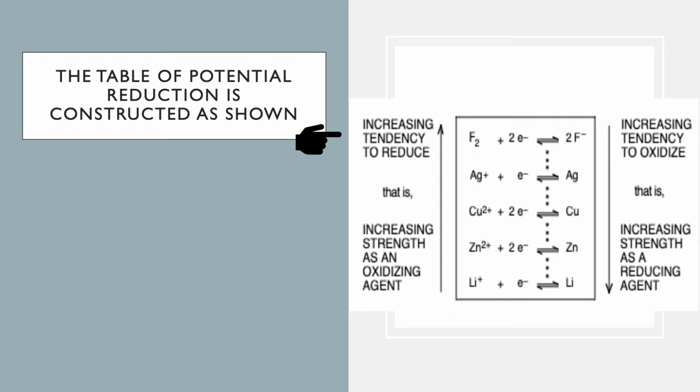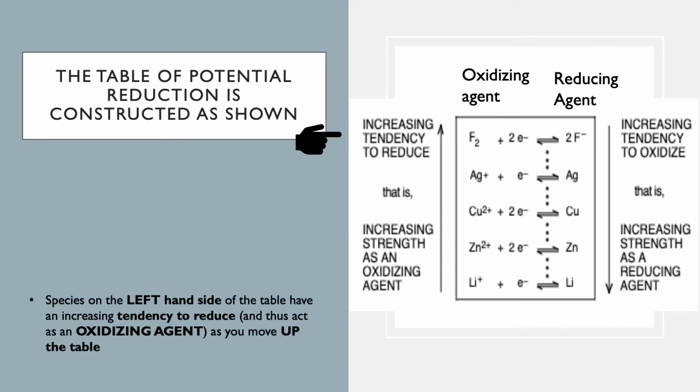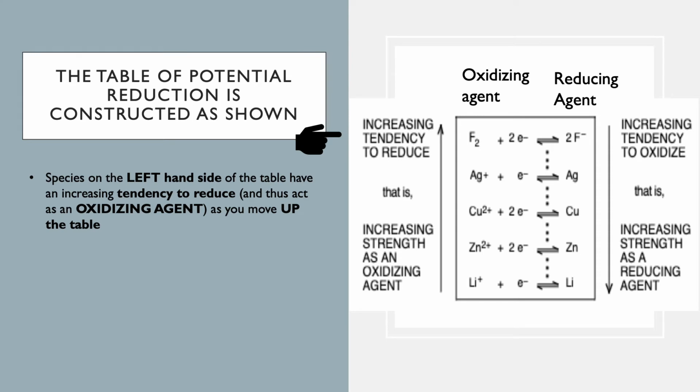On the left side of the table is the oxidizing agent, while on the right side of the table is the reducing agent. Species on the left side of the table have an increased tendency to reduce as you move up, which means as you move up on the left side of the table, the oxidizing agent will be stronger. Species on the right side have an increased tendency to oxidize as you move down, which means as you move down on the right side of the table, the reducing agent will be stronger.